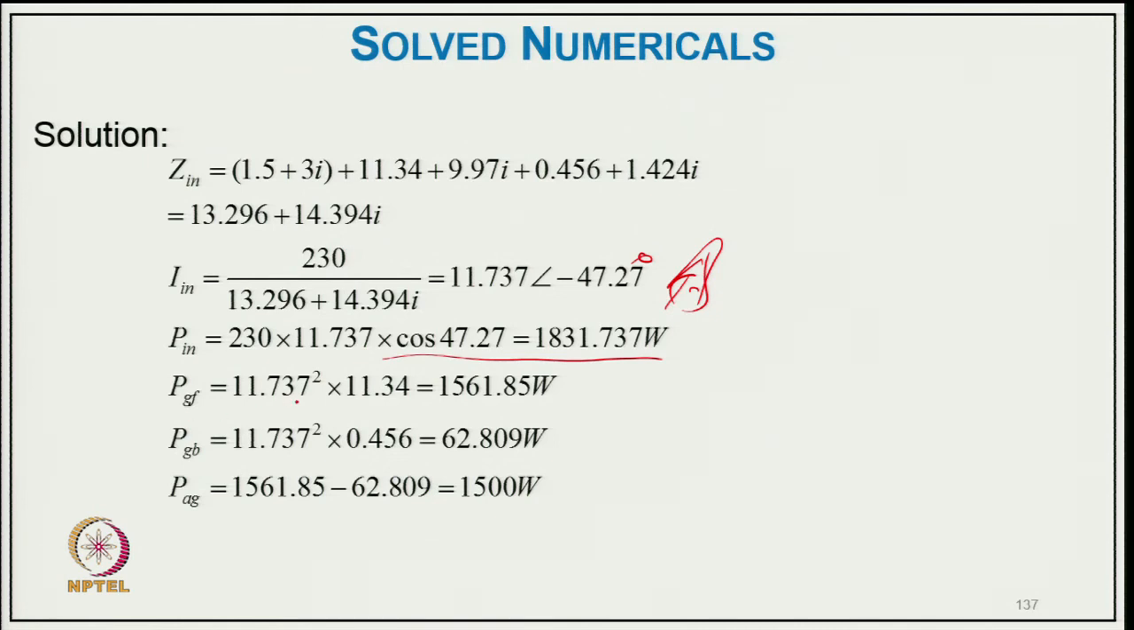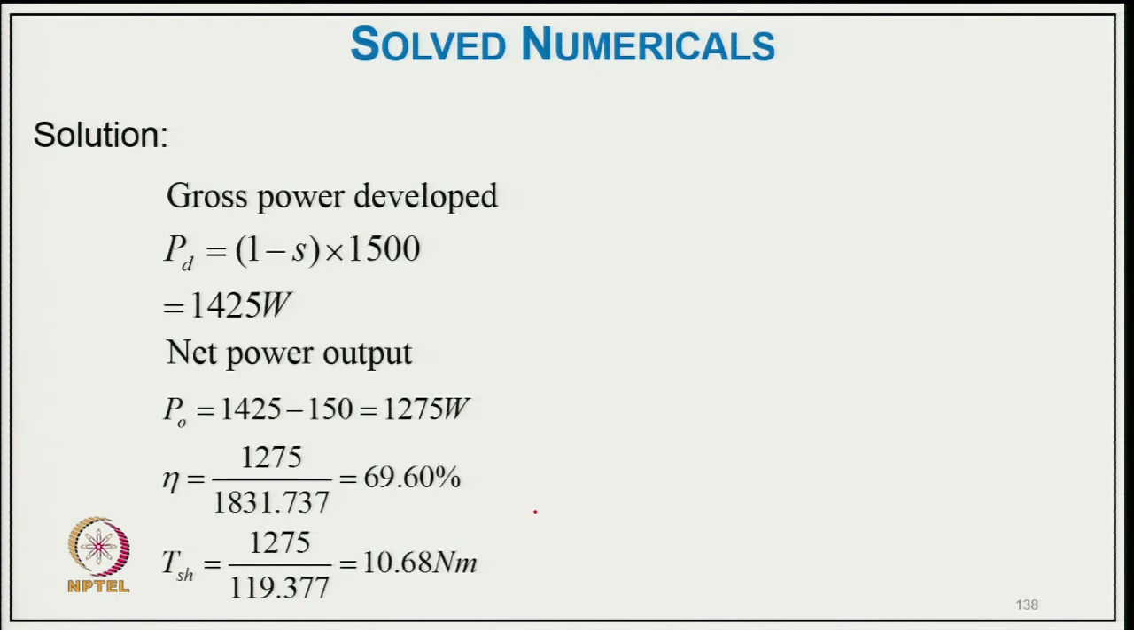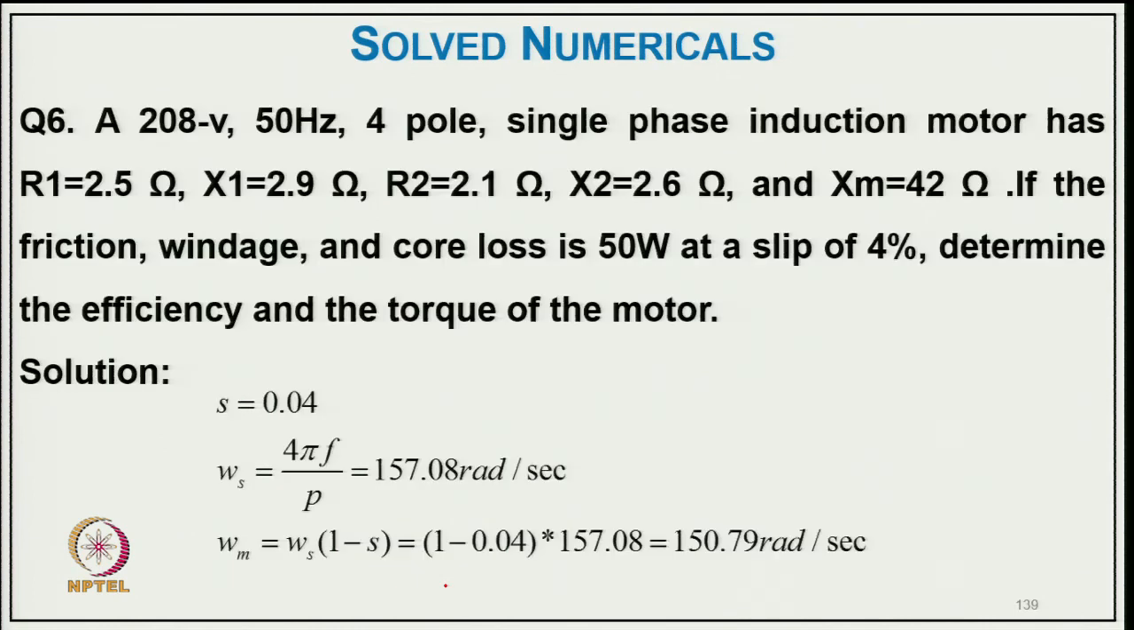PGF will be I square into RF, that comes 156185 watt. PGB is I square RB equal to 62.801 watt, and PAG will be PGF minus PGB, that comes 1500 watt. And now gross power developed, PD equal to 1 minus S into 1500, that is 1425 watt. Net output power is PO equal to this PD minus loss, that is 1275. Efficiency is output upon input, 69.60, and shaft torque is the output power divided by the speed, that is 10.68 Newton meter.